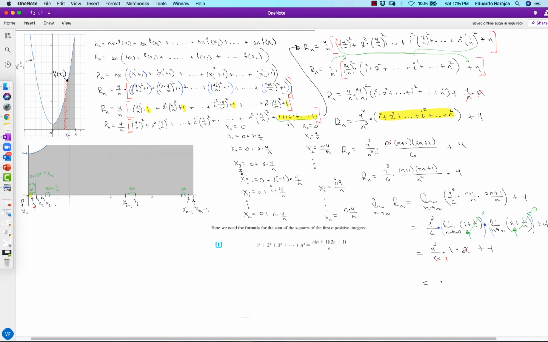Which will be equal to 64 divided by 3 plus 4. Get a common denominator of 3 over 3. And that'll be 12 over 3, which will then give me 76 divided by 3. And that is the limit as n approaches infinity of r sub n equals 76 divided by 3. And if we turn it into a decimal, that'll be 25 and 1/3 as a mixed number, which means it's 25.333333 is the answer we get.